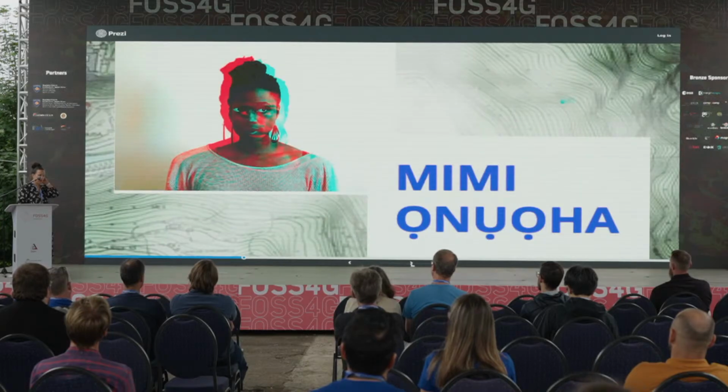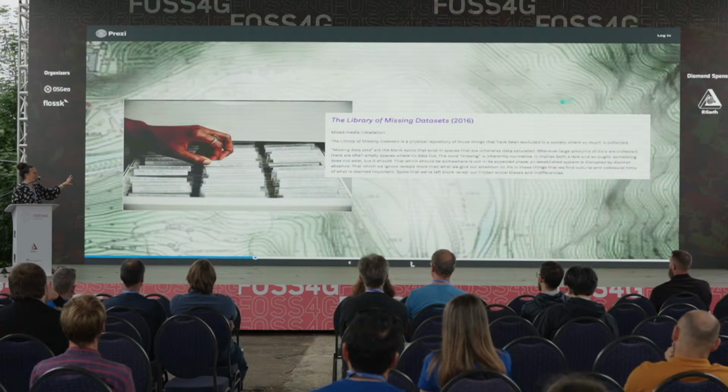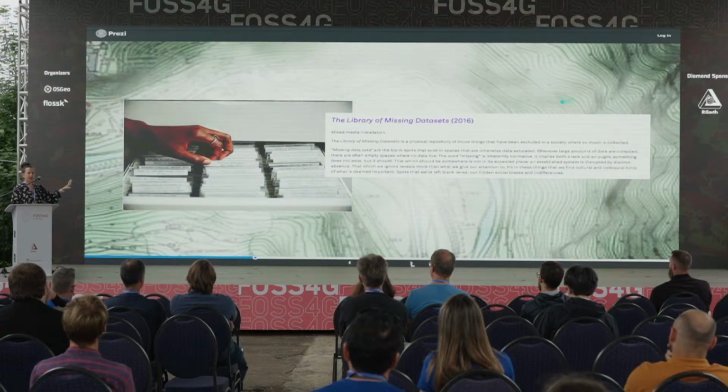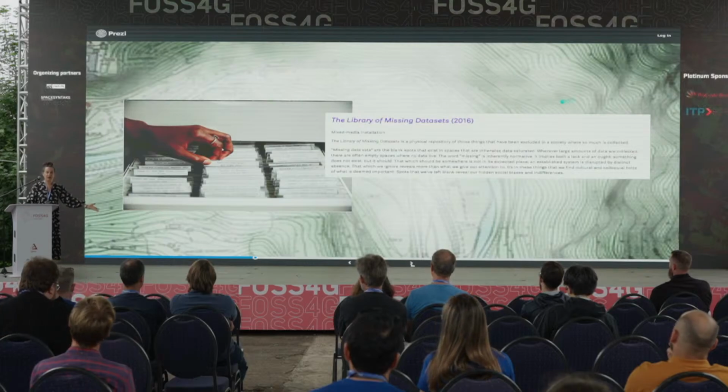And I stumbled upon an exhibit that Mimi did in DC. And the relevance here is she's a very talented artist. And this is just one thing that she has. She talks about the Library of Missing Data Sets. And she talks about the word missing as being normative, because if something is missing, then we expect it to be there, but it's not.